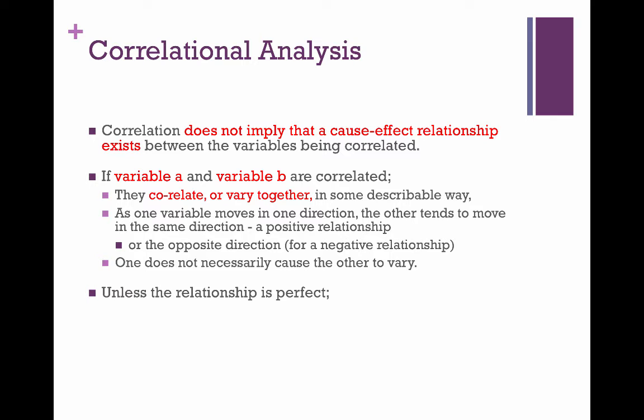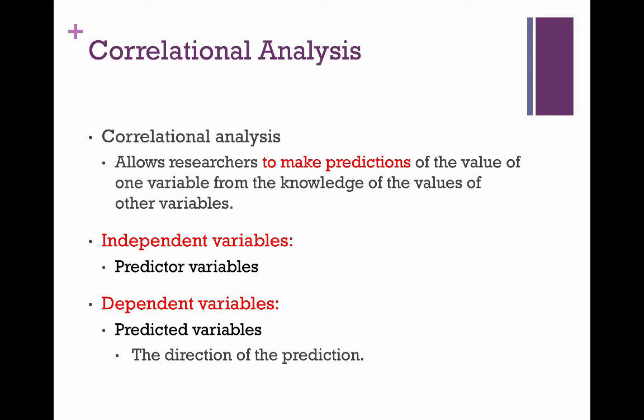If variable A and variable B are correlated, that means they vary together in some describable way. As one variable moves in one direction, the other tends to move in the same direction. That would be a positive relationship. Or in the opposite direction, a negative relationship. One does not necessarily cause the other to vary unless the relationship is perfect. Correlational analysis allows the researcher to make predictions of the value of one variable from the knowledge of the other.